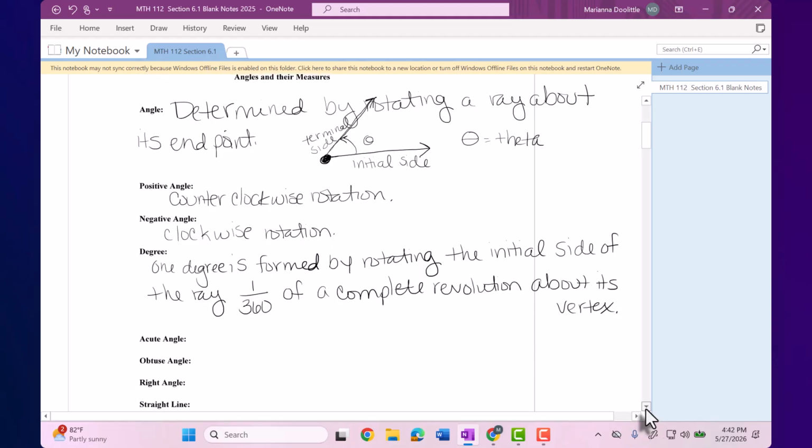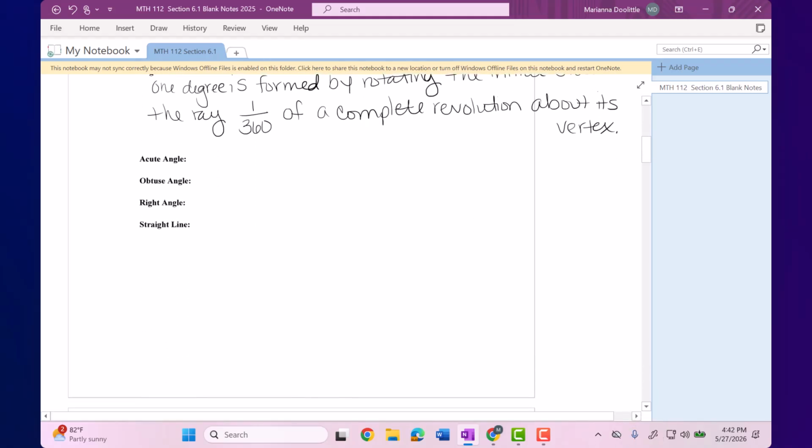From that, we have a few classifications of angles. First of all, we have an acute angle. That is just an angle that is between 0 and 90 degrees. Please make sure you are using that degree symbol when you're referring to degrees, because we will have another measurement, and having that degree symbol will help us distinguish between the two.